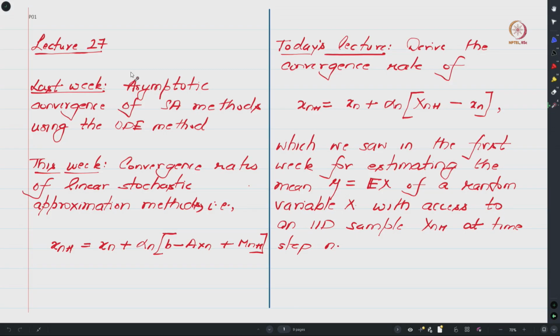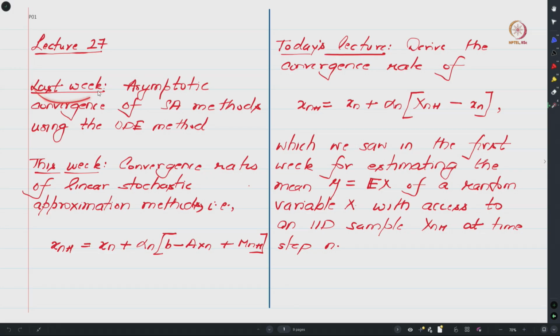In the next week we will actually discuss ways to remove this assumption. However, in this intermediate class we will discuss the convergence rates of simple stochastic approximation algorithms, so that you get to understand the effect of the step size on how fast you converge. Okay, so let us do a formal summary.